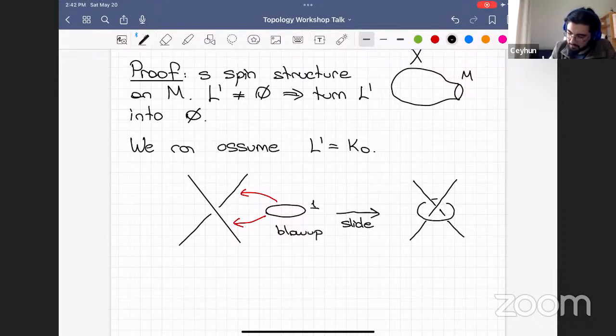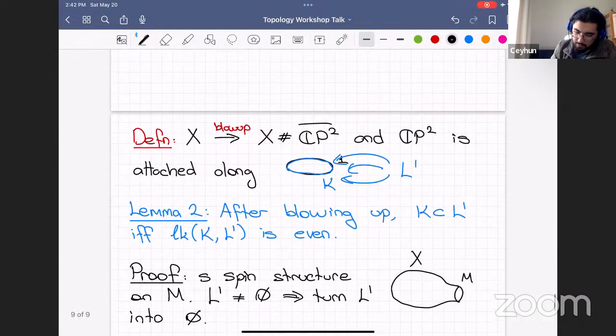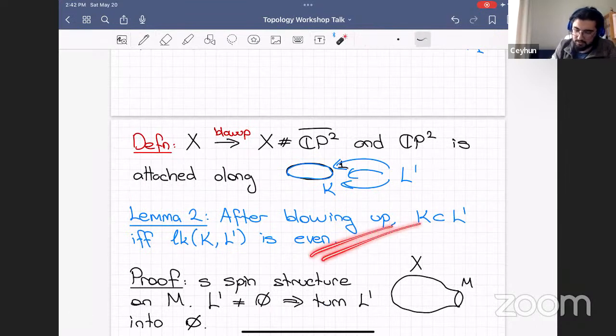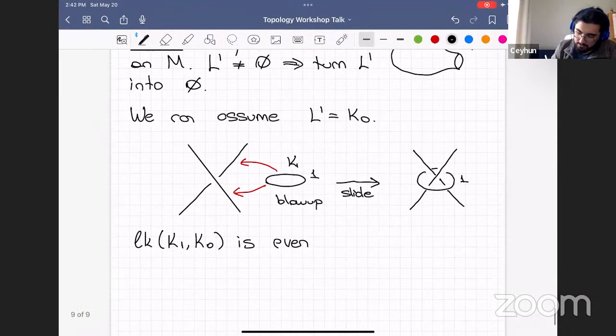So maybe we have this blow up here, but we change the crossing. We have the left crossing and now we have the right crossing. So we change the crossing. The bad thing is that we have to add this blow up, which let's call it K1, to our characteristic sublink, because the linking number of K1 with K0 is even. And by lemma 2, since it's even, the blown up knot is going to be added to the characteristic sublink.